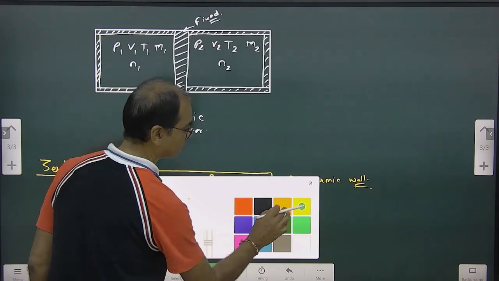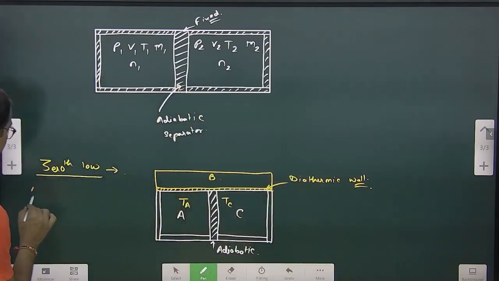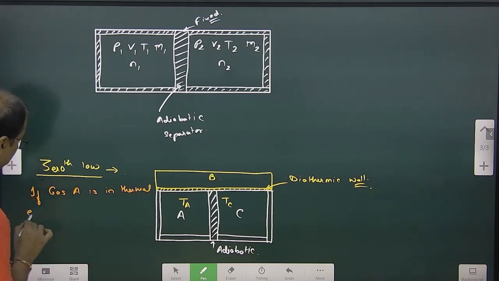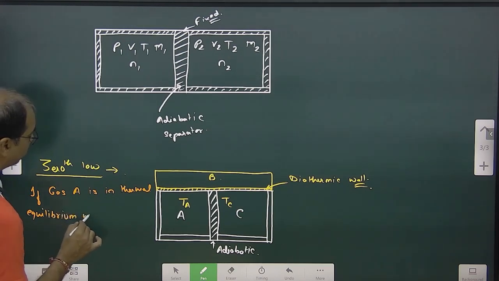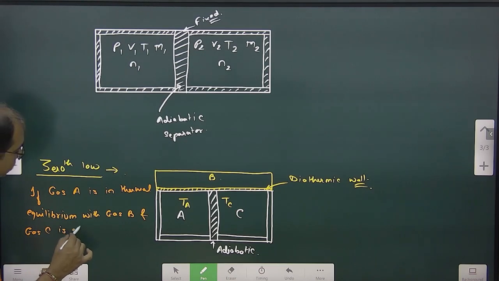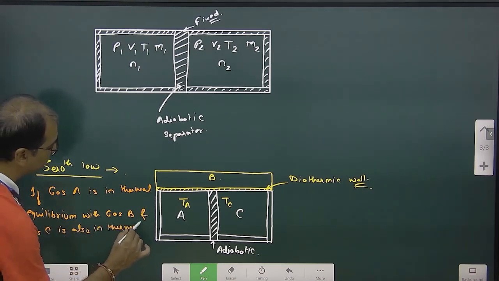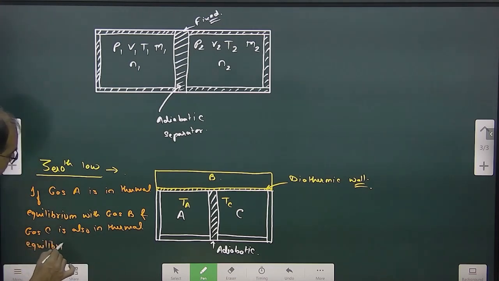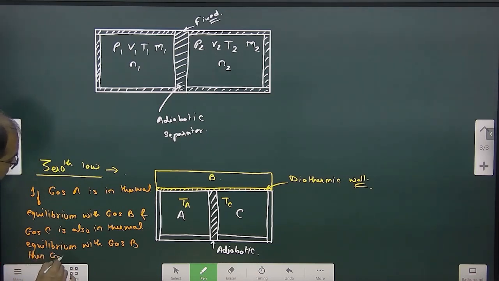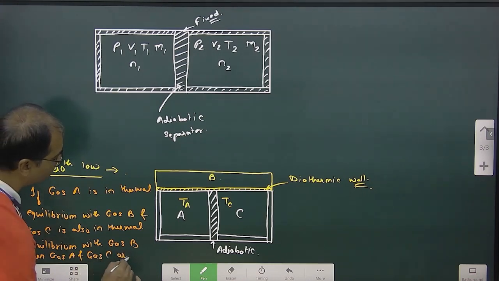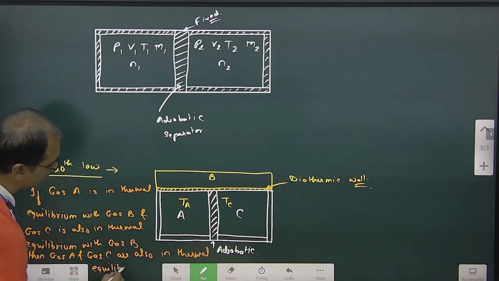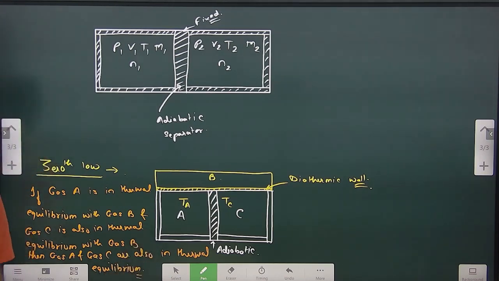Okay. So what does the zeroth law say? The zeroth law statement is: if gas A is in thermal equilibrium with gas B, and gas C is also in thermal equilibrium with gas B, then gas A and gas C are also in thermal equilibrium. Okay, this is the zeroth law.